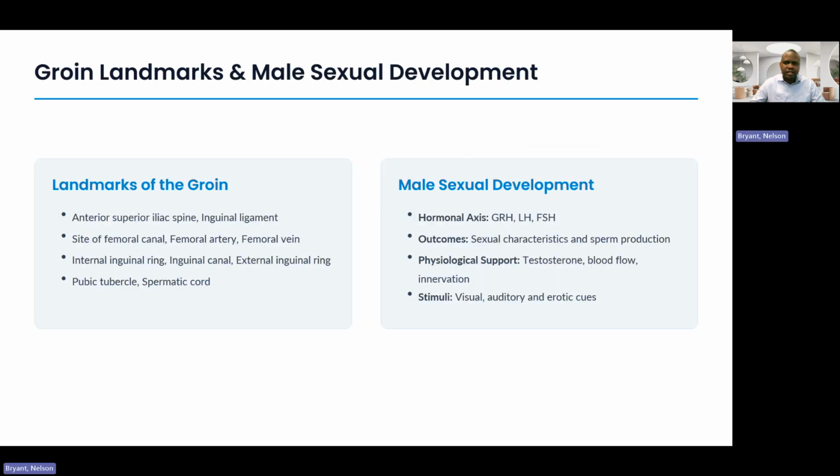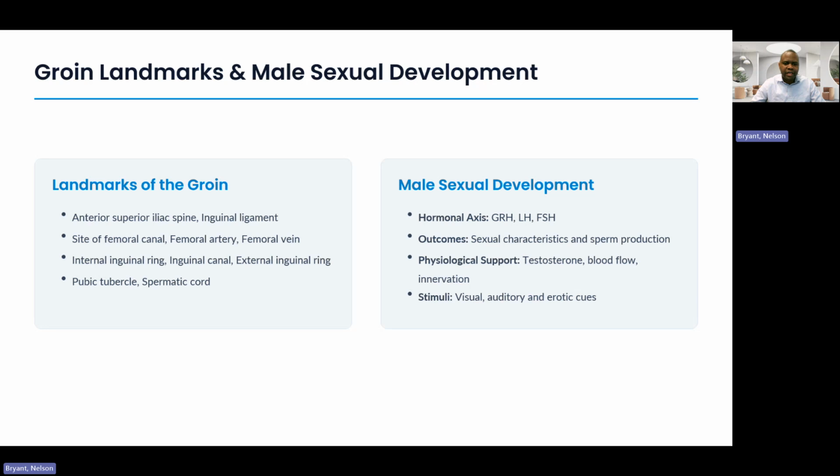Some of the landmarks, like the groin, which is a complex anatomical region, may be prone to hernias. For example, the anterior superior iliac spine, the pubic tubercle, and then the inguinal ligament. So understanding the path of the inguinal canal from the internal to the external ring is very crucial when you're assessing for any inguinal hernias.